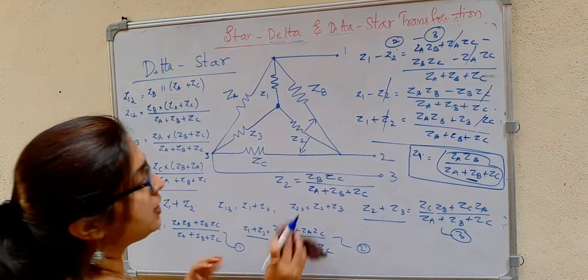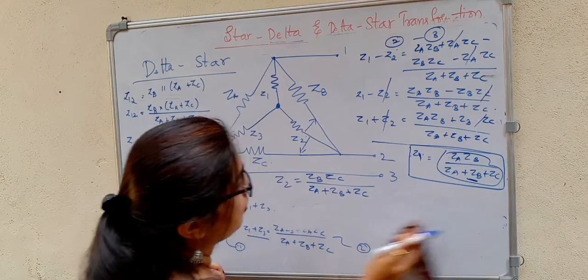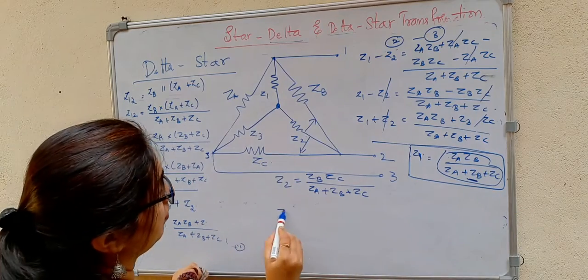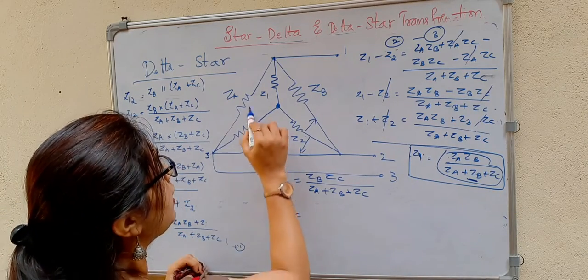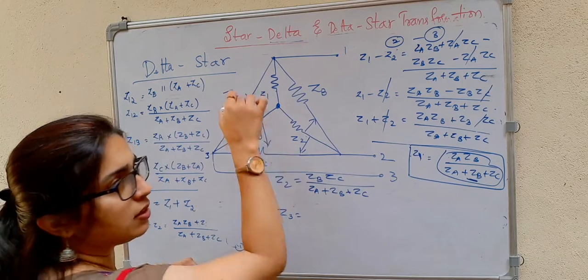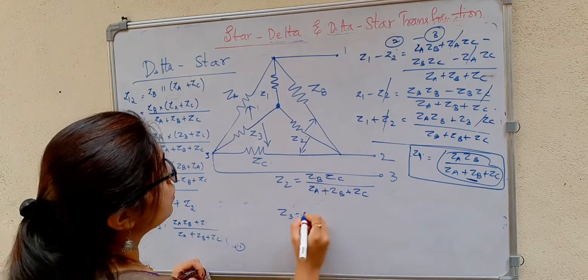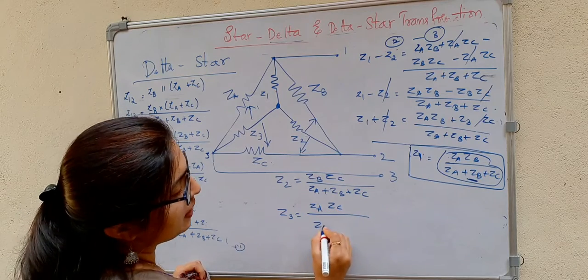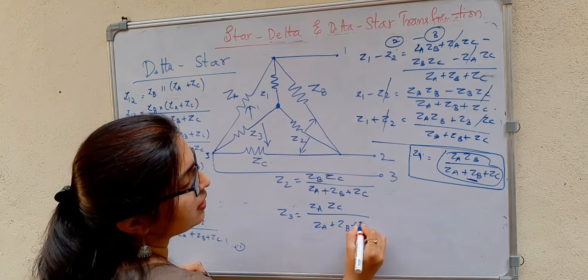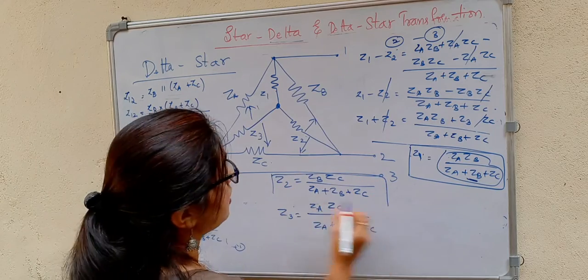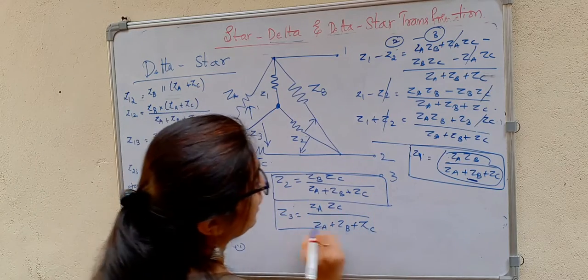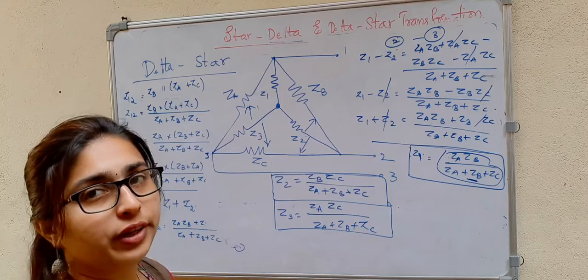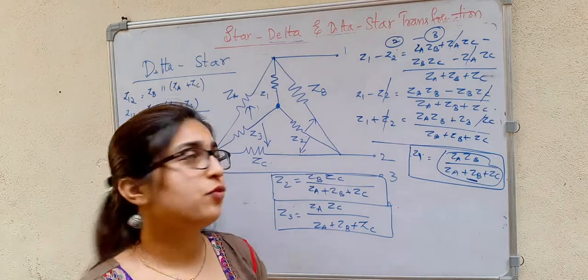Then what will be your Z3? Opposite one like this, the adjacent ones. So we can write it as ZAZC divided by ZA plus ZB plus ZC. So this is how we will convert delta to star, or delta to Y transformation.